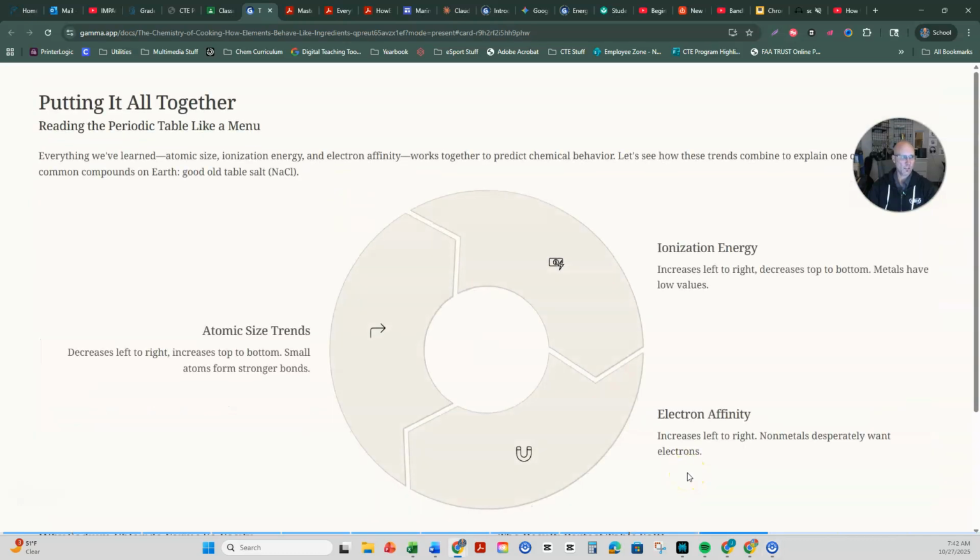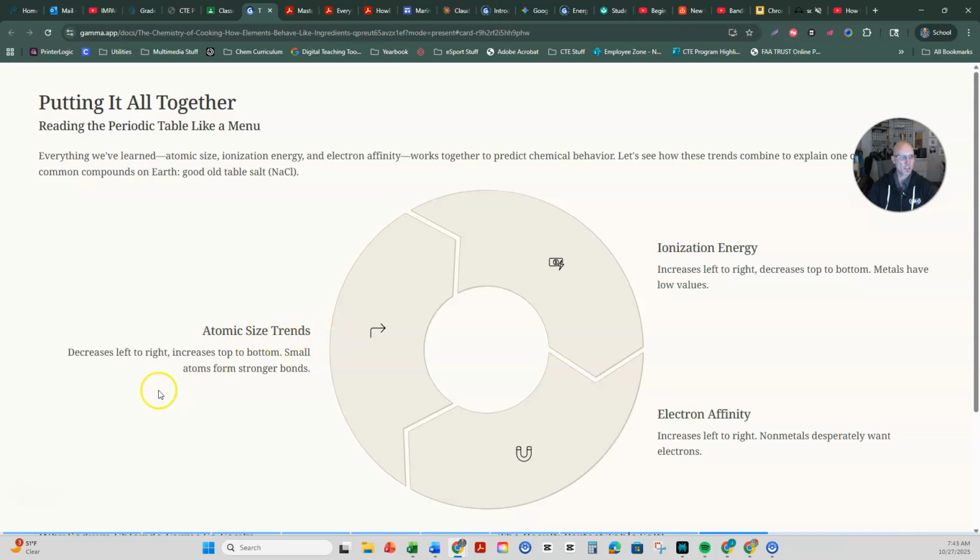Okay, putting it all together. So reading the periodic table like a menu. Everything we've learned, atomic size, ionization energy, and electron affinity, works together to predict chemical behavior. Let's see how those trends combine to explain one of the most common compounds on Earth. Good old table salt, NaCl, sodium chloride.